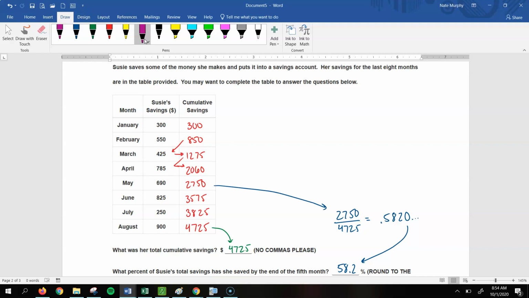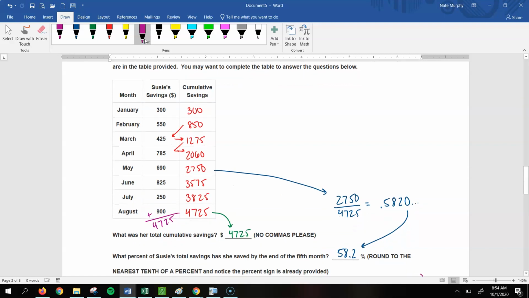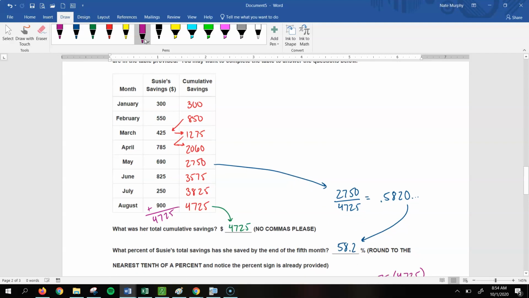If you wanted to total everything up, the only thing we would have totaled would be this middle column, and that would also give you $4,725. But the reason we have that separate column is also to answer the other questions.